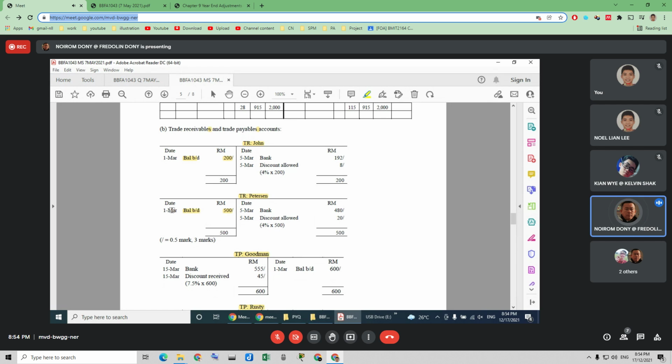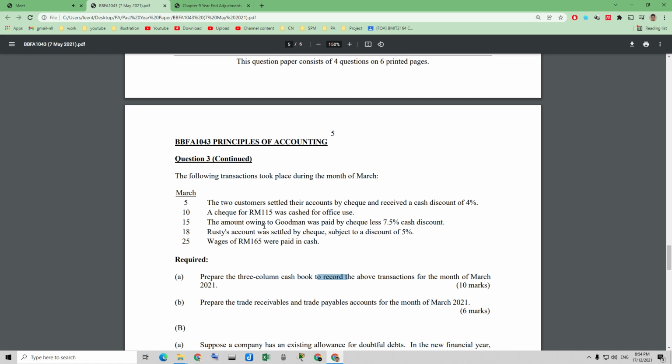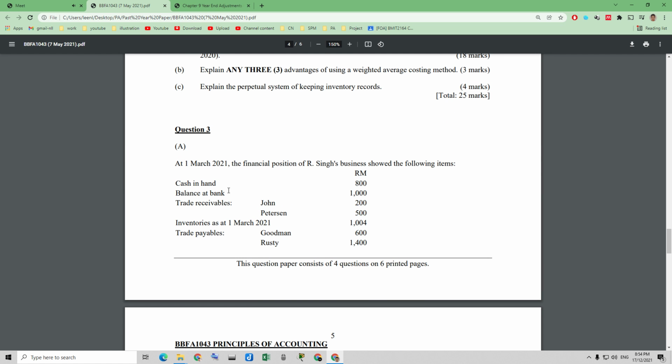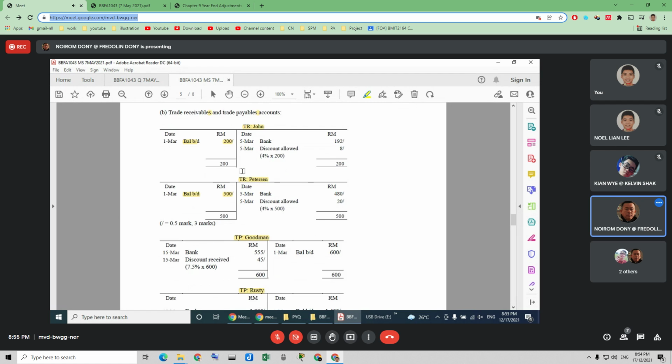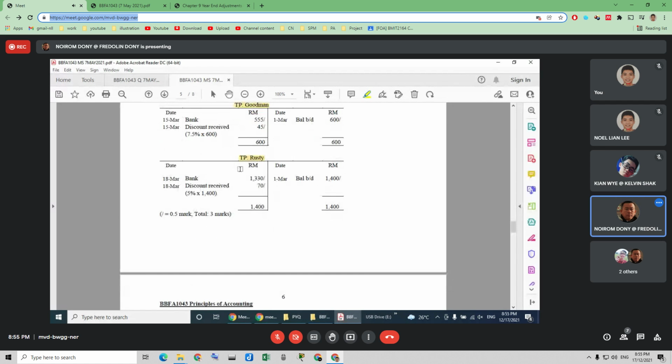Oh, sorry. This is monthly. For 4 months. Sorry, I'm looking at different questions. As at 1st of March, and prepared for the month of March. So this is monthly, that's why 1st of March, balance brought down. And trade payable, 600 for Goodman, a credit balance, and then 1,400 for Rusty.